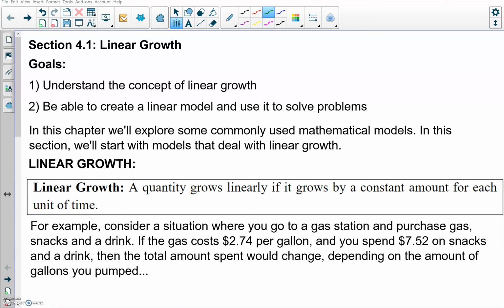Section 4.1, linear growth. So we're moving into chapter 4 now. We're leaving behind probability. We left behind statistics. And we're going to look at growth in the linear sense and exponential sense. And altogether, this is kind of going to be our modeling section, so to speak. We're going to look at some linear and exponential models.